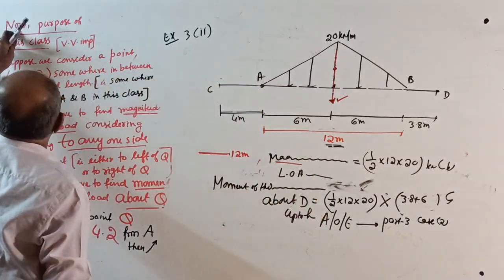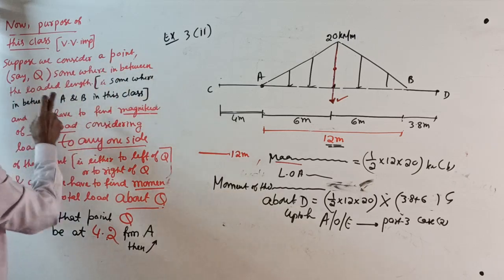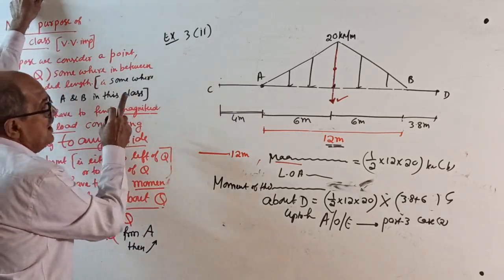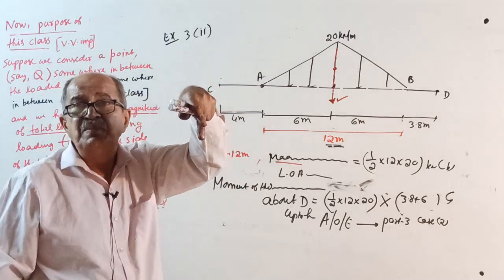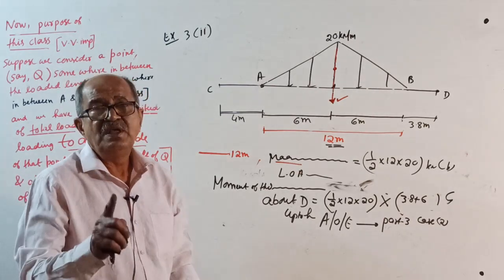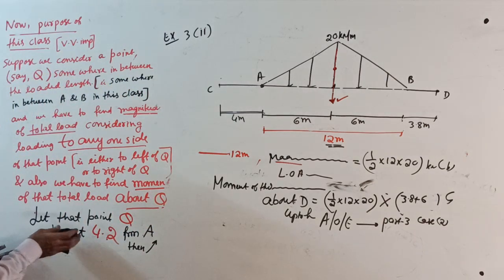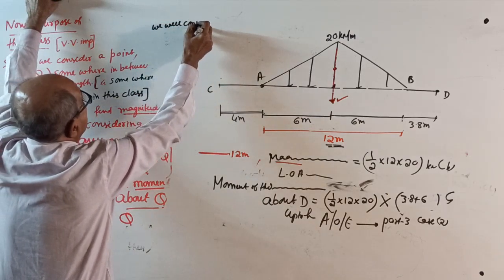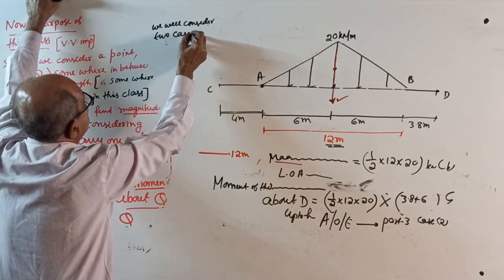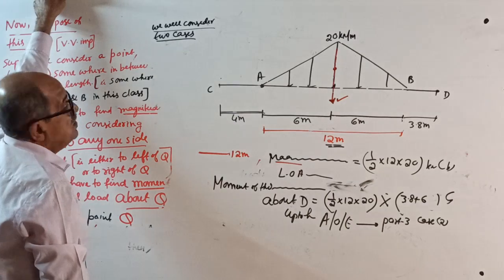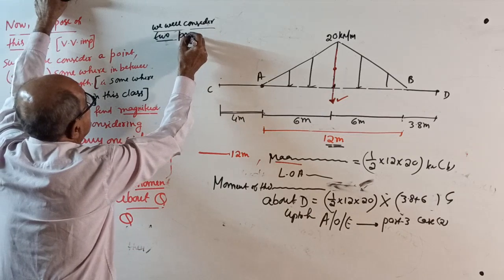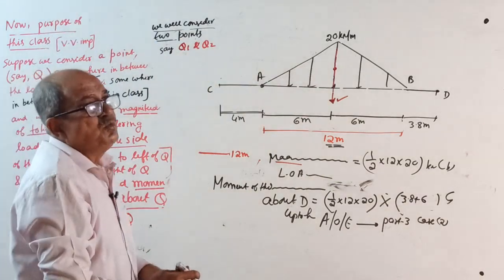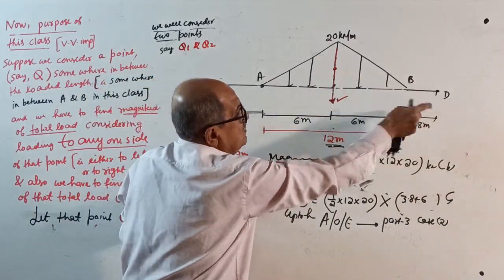Now, the purpose of this class. Suppose we consider a point, say Q, somewhere between A and B within the loaded length. For some reason we want the magnitude of the total load and the moment about that particular point, considering loading on only one side. Let that point be Q. Further, we will consider two points, say Q1 and Q2. Somebody will ask, sir, why two points? The reason is one point on this side, one point on that side.